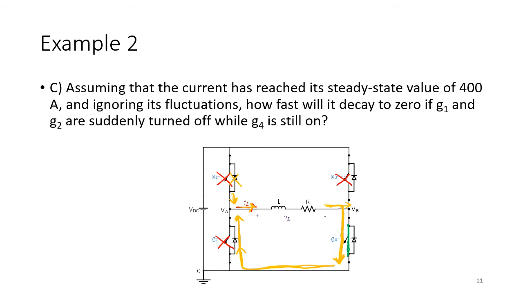Oh, it can go, but because G4 is on, it prefers to go through G4. If a switch is on, the voltage across it is zero. It's simpler to go through that. It prefers, let's put it like that, switches. Any question?